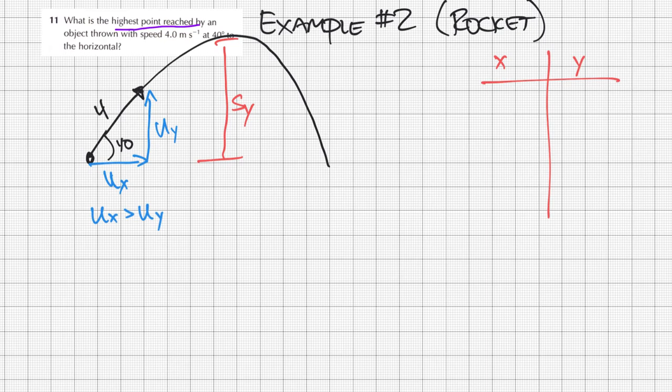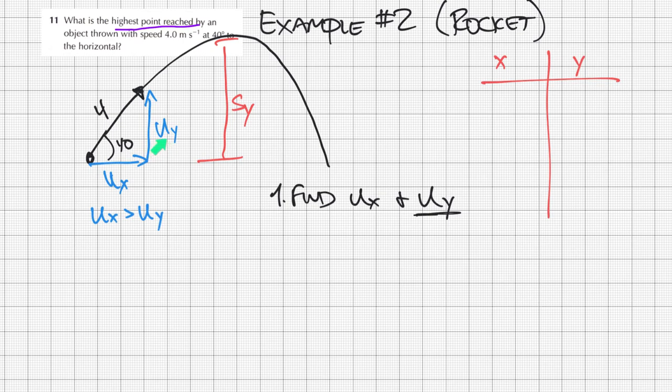So that's the first thing that we're going to do, is we're going to break our total velocity into our X and Y. So our first thing we're going to do is find initial in the X and initial in the Y. Really, for this problem, we only need initial in the Y, so let's do that.